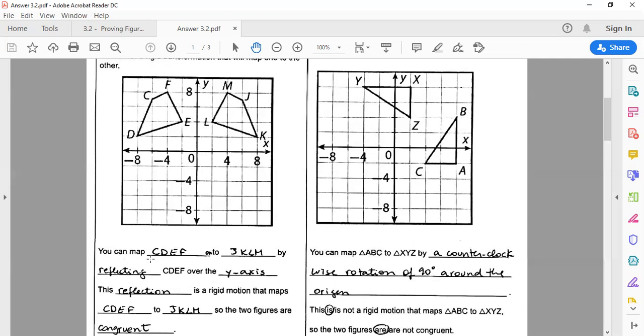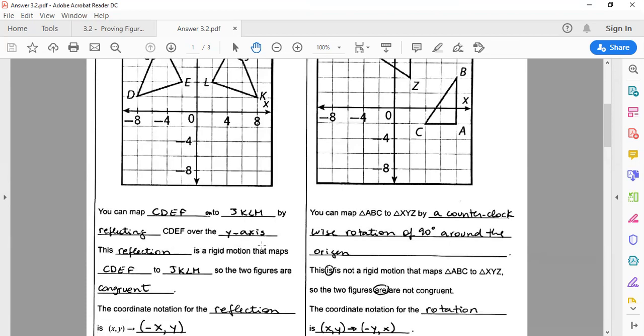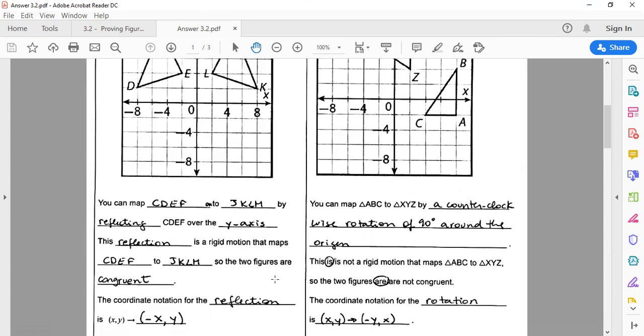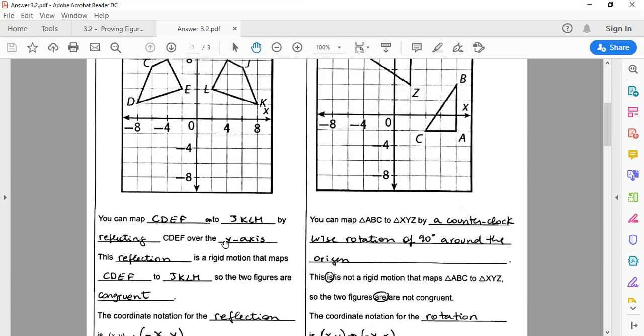So it looks like you can map CDEF onto JKLM by reflecting the quadrilateral over the y-axis. Because this reflection is a rigid motion that maps CDEF to JKLM, the two figures are congruent. The coordinate notation for the reflection is (x, y) maps to (negative x, y), which is the rule for reflecting across the y-axis.